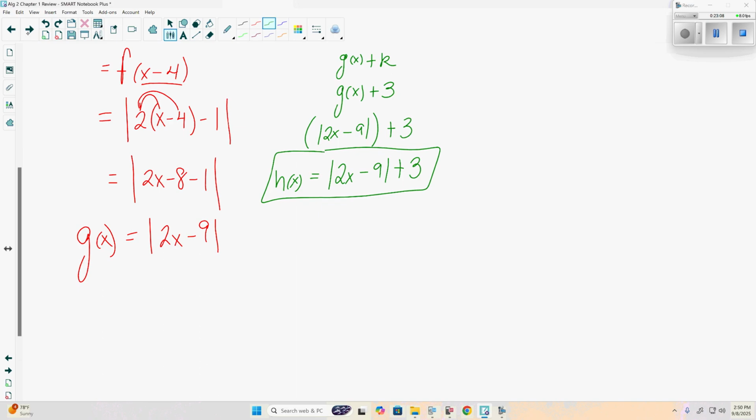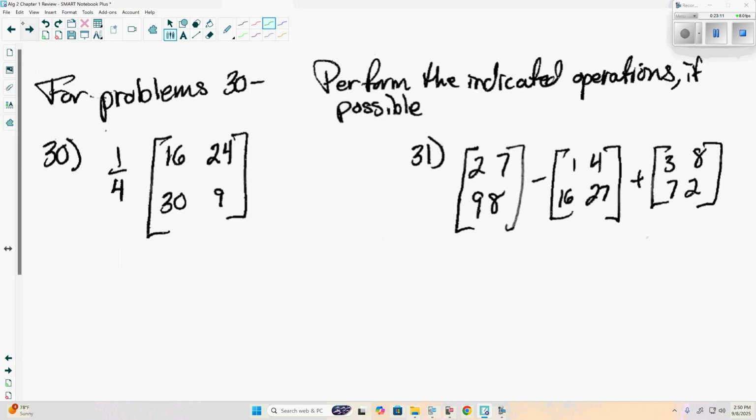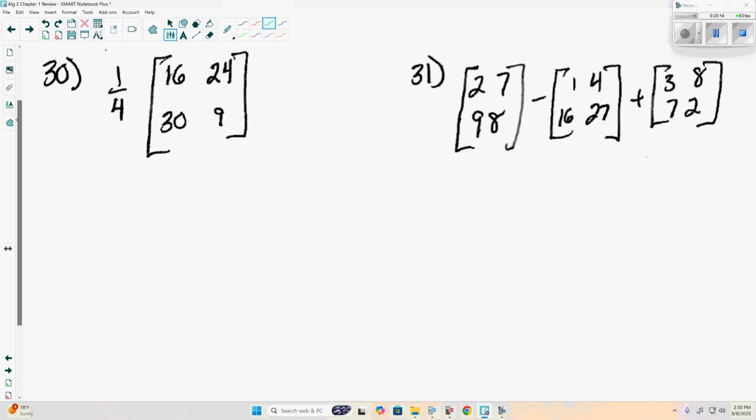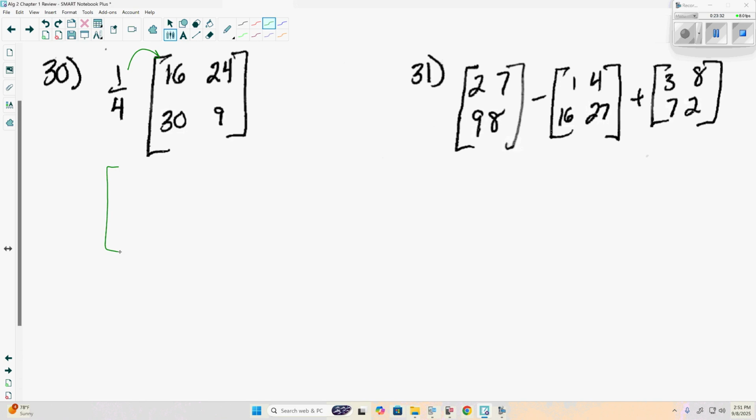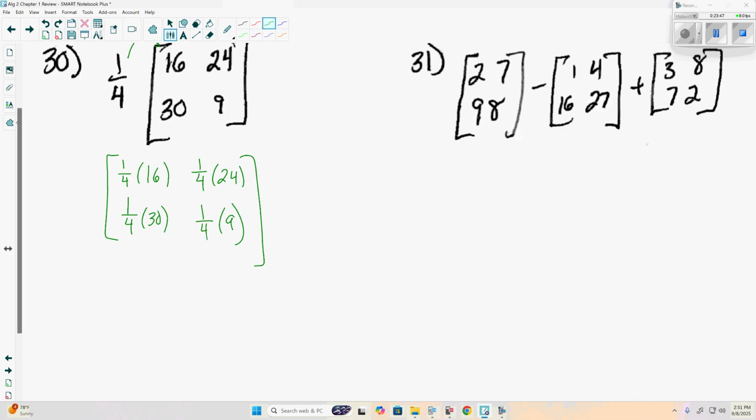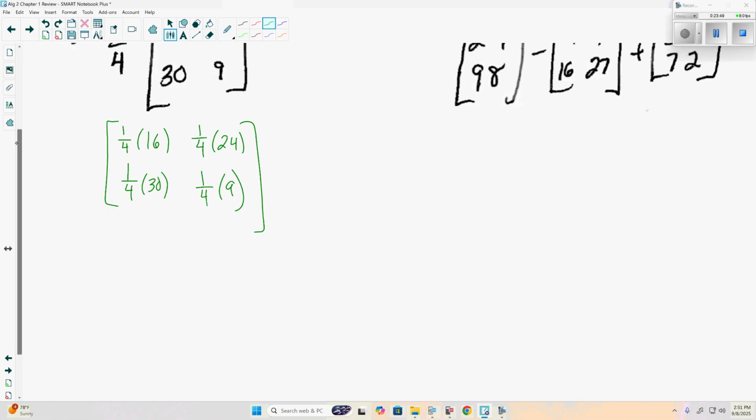If we feel good with this here, we'll move on. I know it says 30 and 31. On your paper it says 32 and 33, but we'll look at 32 first. 32, we're applying a scale. We're applying a scale multiplication of 1/4. We're going to multiply every number in the matrix by 1/4. So we'll have 1/4 times 16, and 1/4 times 24, and 1/4 times 30, and 1/4 times 9. We're multiplying all the numbers in this matrix by 1/4.